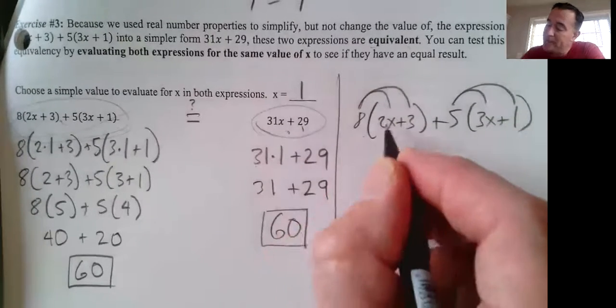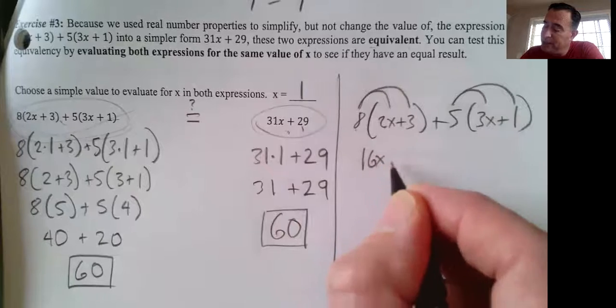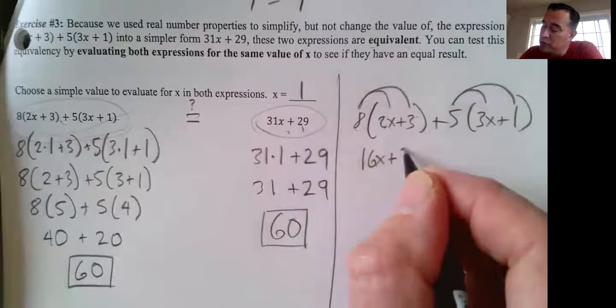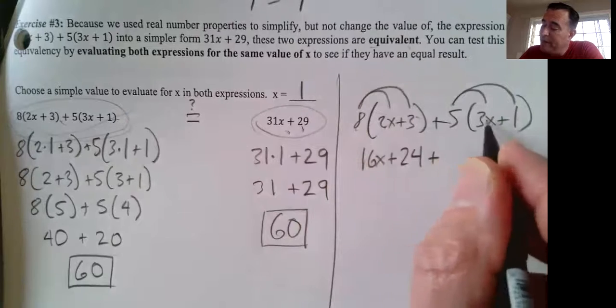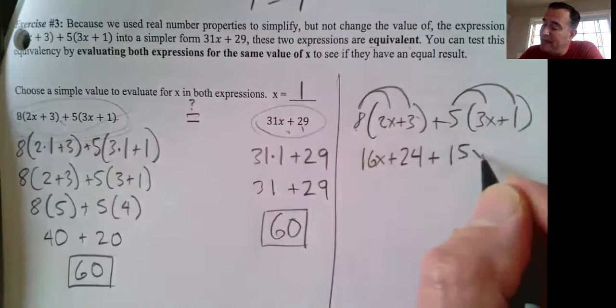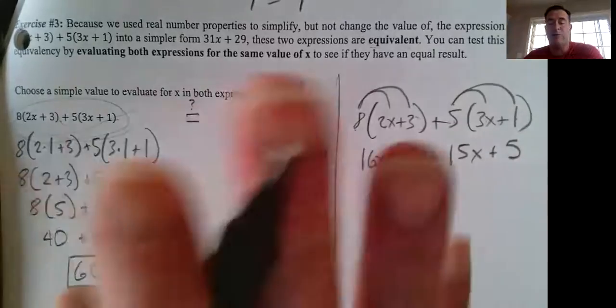So 8 times 2x is going to be 16x. That plus is still there. 8 times 3 is 24. That plus is still there, so I'll keep it here. 5 times 3x is 15x, and 5 times 1 is 5. So I've gotten rid of the parentheses.